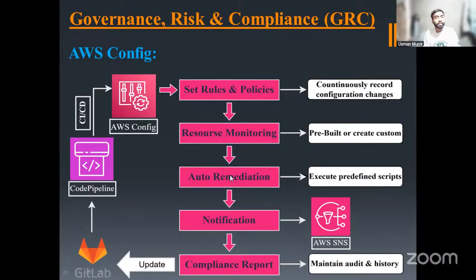And according to this remediation, an alert sends a notification using the AWS SNS service, and then a compliance report is created to maintain audit and history. And from this audit history and compliance report, we will upgrade the CI/CD pipeline and use the AWS CodePipeline service to again set the rules and policies for our future updates.